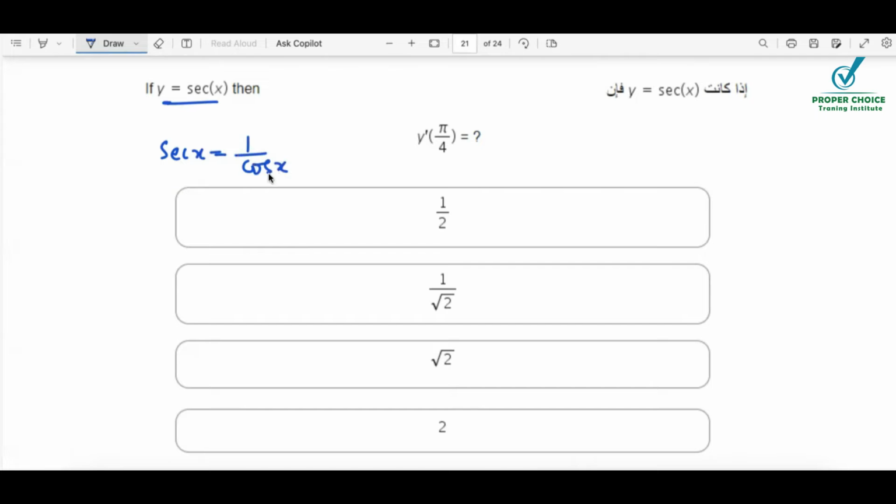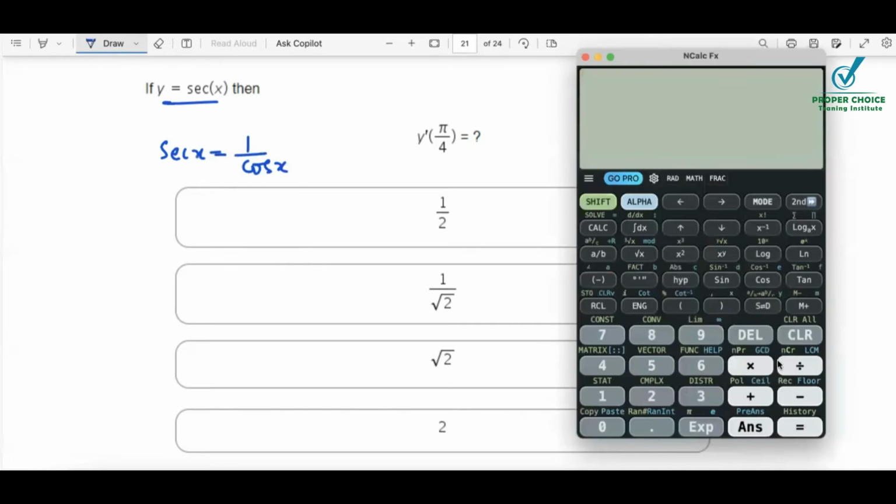So why am I doing this? Because we don't have a direct button for the secant on the calculator. So you need to replace secant with 1 by cos x and put x as pi by 4 in the calculator and find its derivative. You are done.